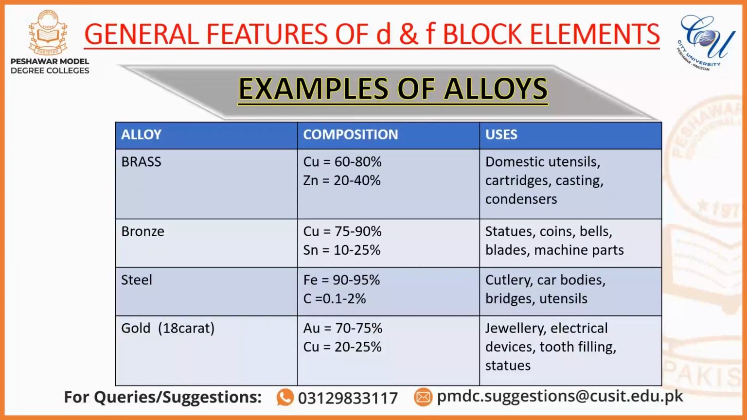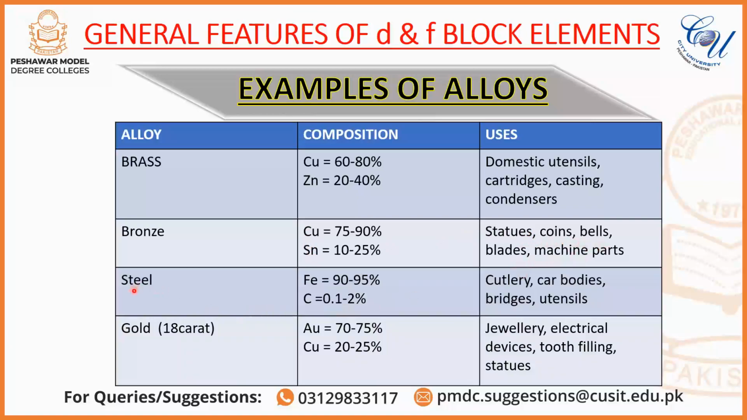Here are some examples of alloys, their composition and their uses. This table is also present in your textbook. The first example is of brass, which is composed of copper and zinc, and it is used in domestic utensils, cartridges, castings and condensers. Second, bronze, made up of copper and tin. It is used for making statues, coins, bells, blades and machine parts.